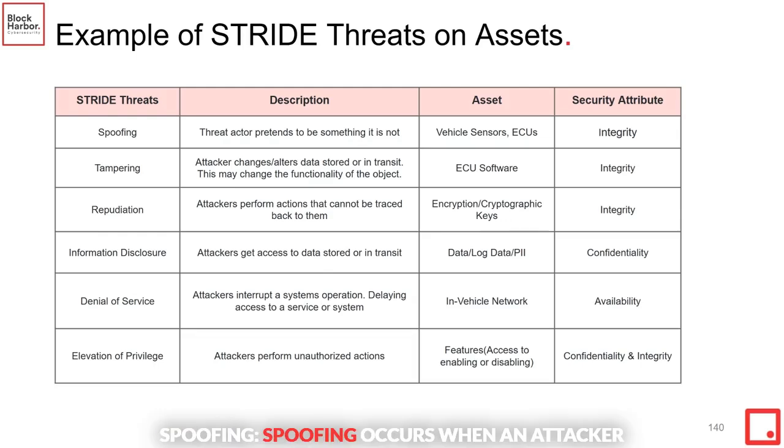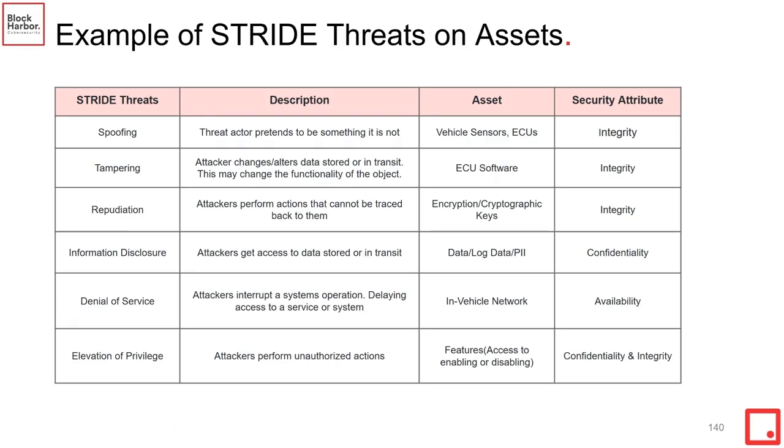Spoofing. Spoofing occurs when an attacker pretends to be something they are not. In the automotive context, this can involve vehicle sensors or ECUs. For instance, a malicious actor might inject false signals to a vehicle sensor, leading it to perceive incorrect data. This could compromise integrity, as the vehicle might make incorrect decisions based on falsified information.